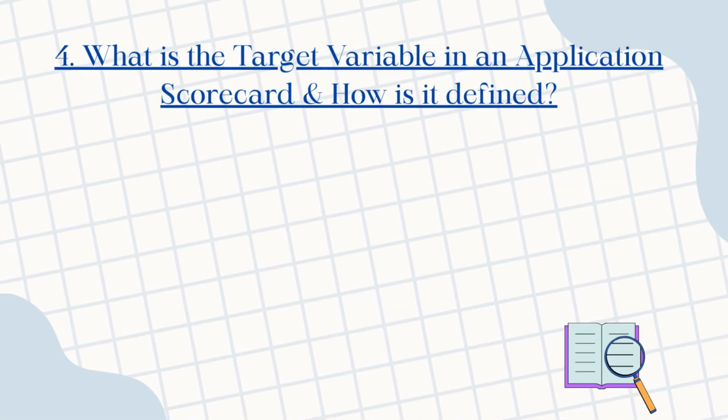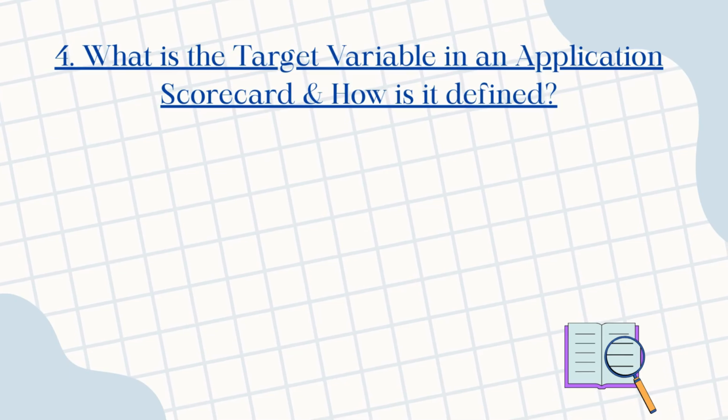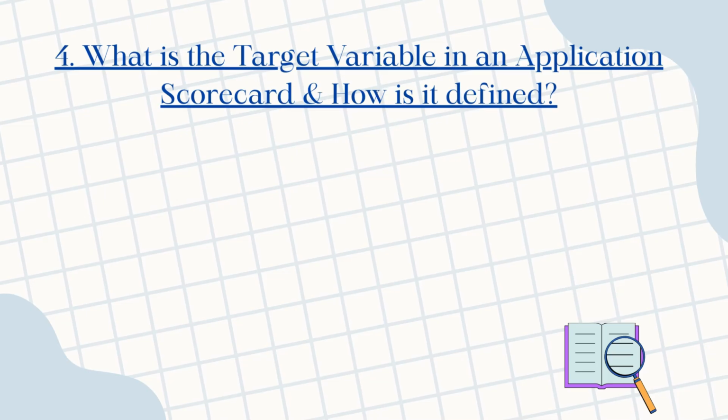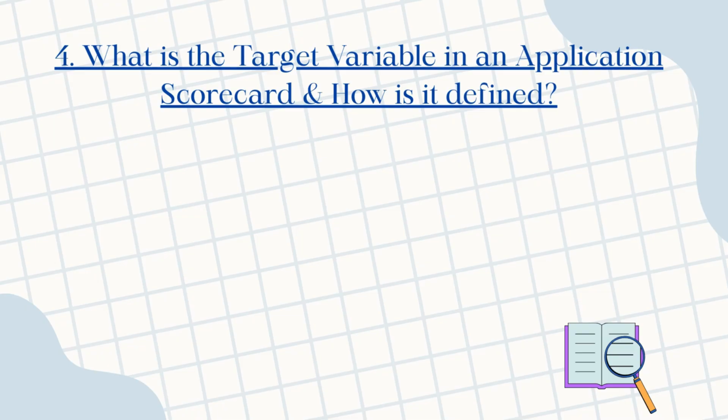Next question is, what is the target variable in an application scorecard and how is it defined? Here, the interview purpose is to check your grasp of the model objective formulation. The interviewer wants to know whether you understand how to define bad behavior clearly and in alignment with business and regulatory standards. So, the target variable is a binary outcome.